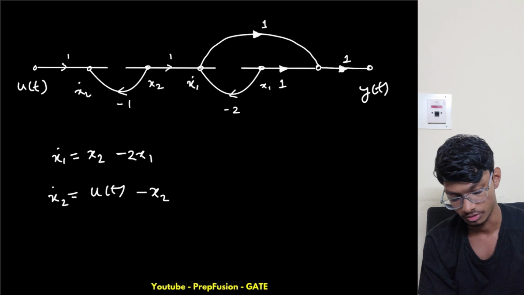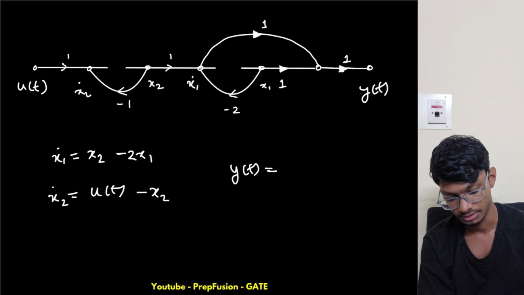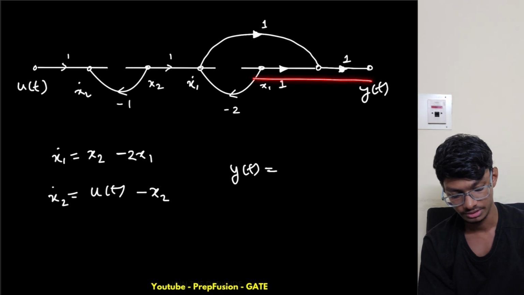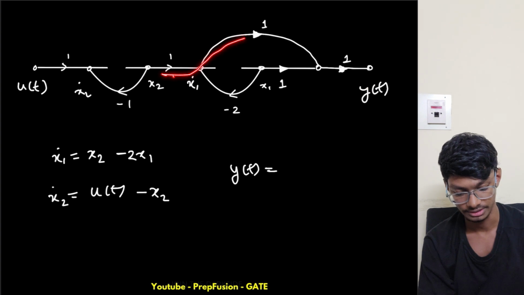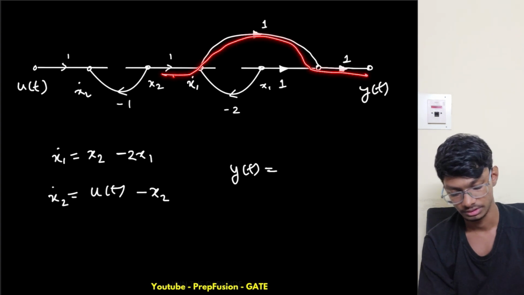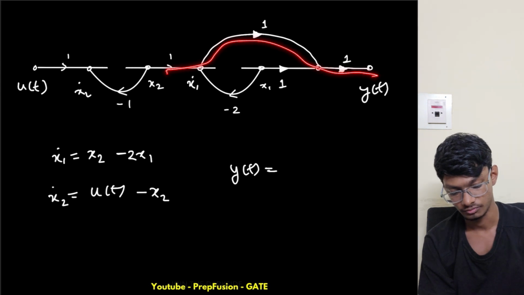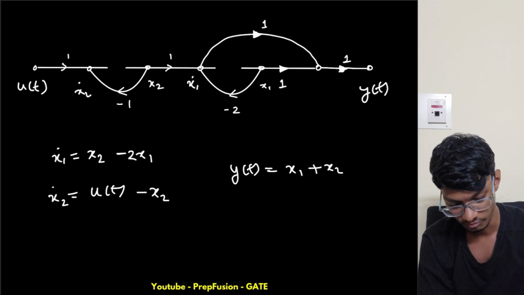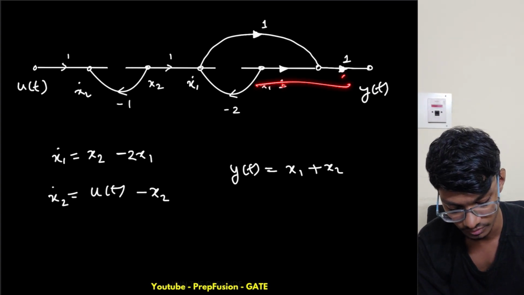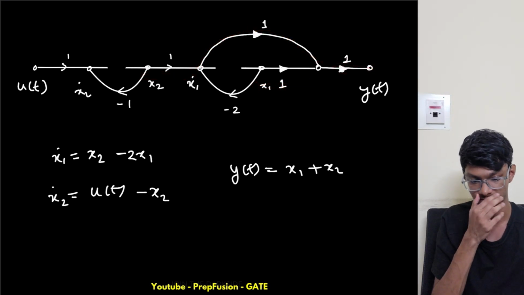Now let's write the output equation. So x1 is directly coming over here, x2 is coming. Is there any forward path? Yes, there is, right? This is another forward path. So it is simply 1 times 1, and this is also 1 times 1, right? Basically forward gain, this is 1 gain. So I have two paths. So y of t equals x1 plus x2.